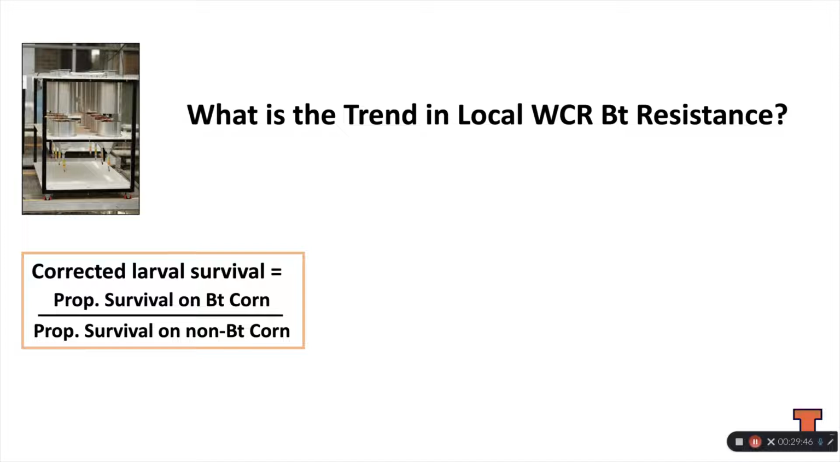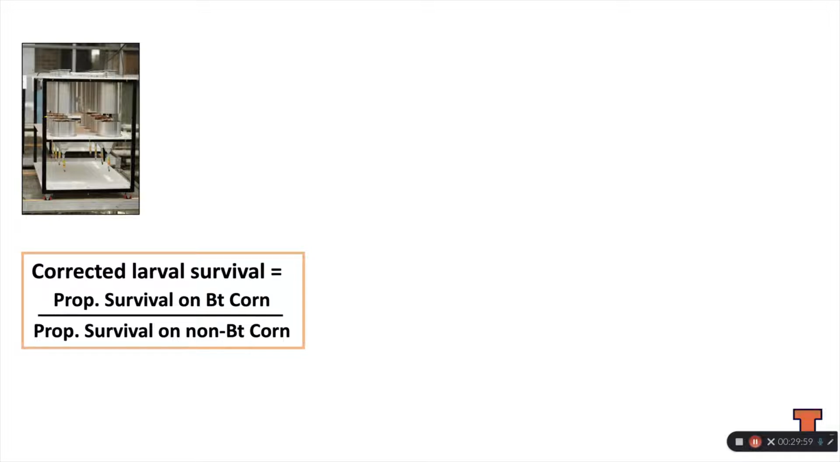So what are trends in local western corn rootworm Bt resistance? Well, I'm going to show you some information, but first I want to talk about the method that I'm going to use. I'm going to show you data for corrected larval survival on Cry3 and Cry34/35 hybrids. Now, corrected survival is calculated from a formula that accounts for the background survival on non-Bt corn. And this quotient will range from 0 to 1, or 100%, and when it equals 1, that means that there is equal survival on both the Bt and the non-Bt hybrids.